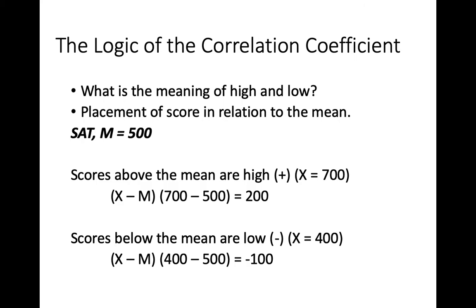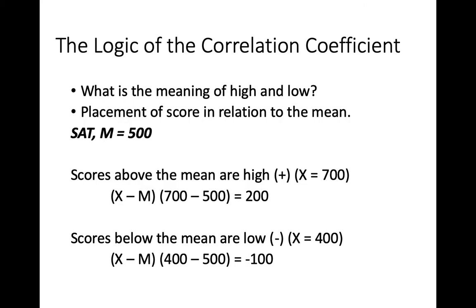Now we've said that a positive correlation means that high values go with high values, low values go with low values. Highs go with highs, lows go with lows. What is the meaning of high and low? In statistics, we can talk about the meaning of high and low in reference to the mean. It's all about placement of a score in relation to the mean. Let's say that the mean SAT score is 500. Scores above the mean are considered high. Simple definition: you have a high score if you're above the mean.